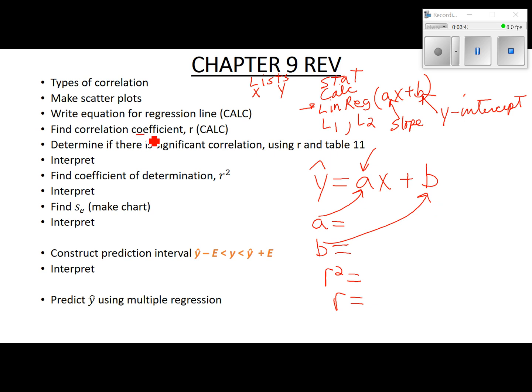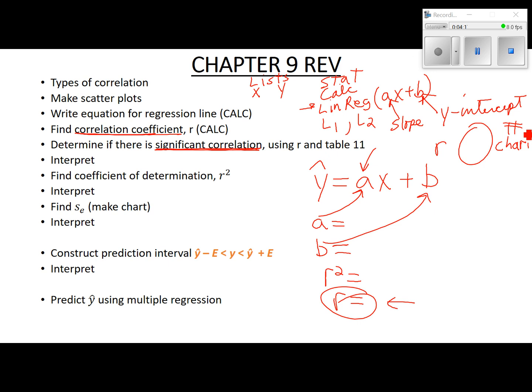Next it says find the correlation coefficient. Well, that's your R, that's right here. So you're going to have that answer from your calculator if you do all that previous stuff right. Then it says determine if there is significant correlation using R and table 11. This is the one where you set up R goes here, and you have your little circle like back in 3rd or 4th grade where you put the alligator mouth, and then you have your number from your chart.